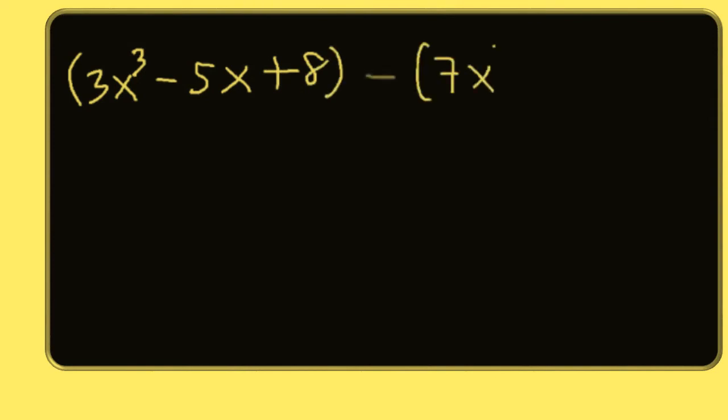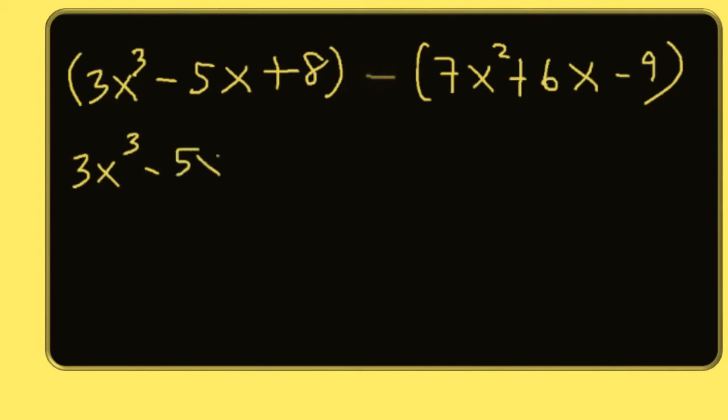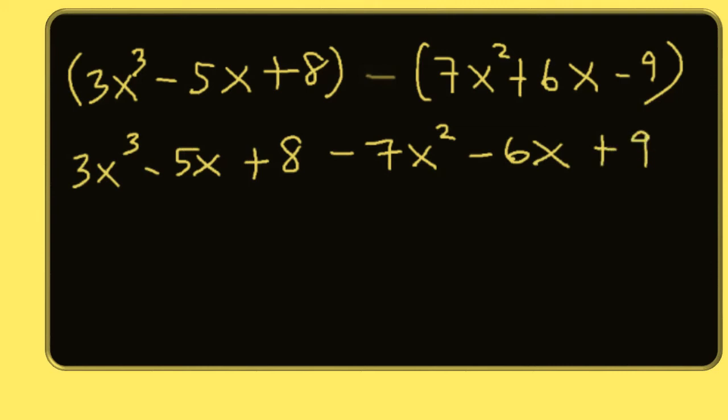So here is another problem that we can work on: 3x cubed minus 5x plus 8 minus 7x squared plus 6x minus 9. So let us distribute the negative sign just like we did before. The first three terms will remain the same, and then we will have negative 7x squared minus 6x plus 9. So now let us go ahead and combine like terms.